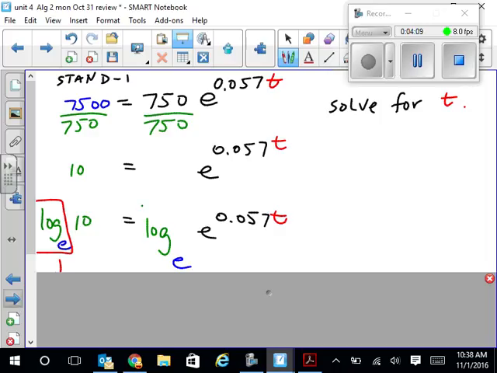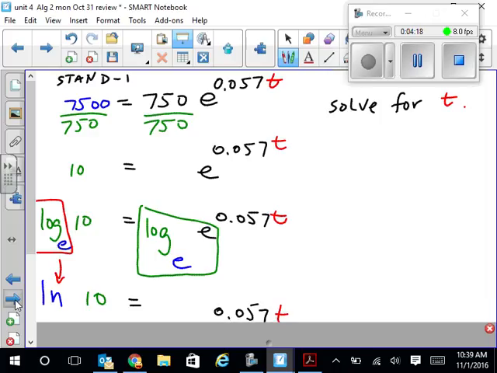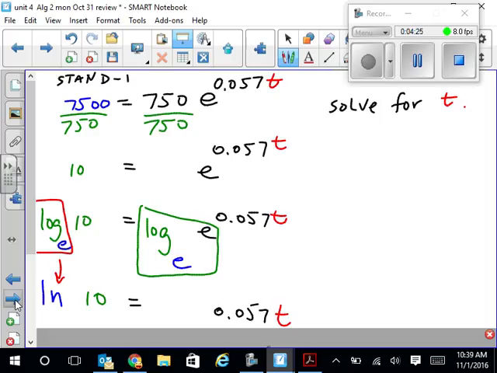Do me a favor, hit LN 10 right now, just so you're reminded where it is. We'll pop up that answer on the board. Let's see what that will do. If you didn't punch it in, punch it in. Let's bring that down. There's that 2.3.